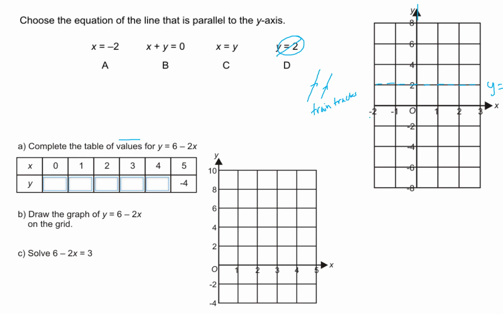X equals y, well, that means when x and y are the same, so that's 1, 1 here, 2, 2 here, 3, 3 here. I could stop there because, well, that's not parallel to the y, right? X plus y equals 0. I'm going through this in detail because it will help you, that you could get asked to draw a graph like that, and I don't want you to be confused.